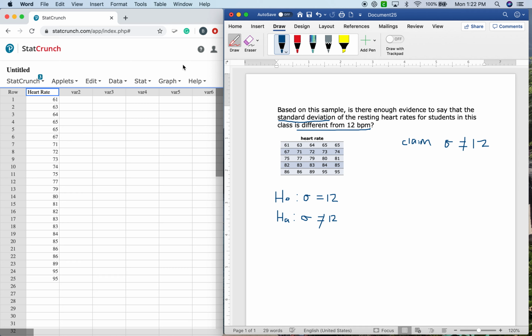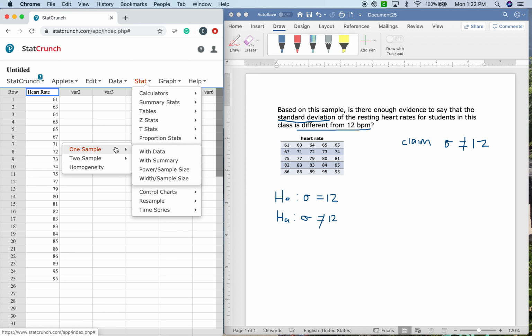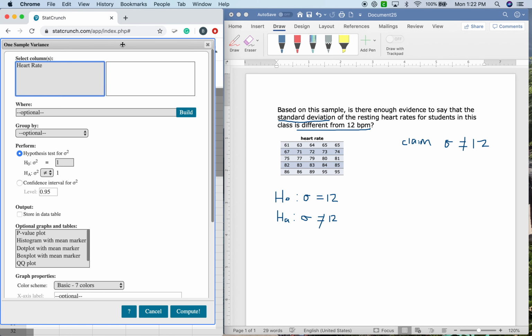So I'm going to go into StatCrunch, and this one we're going to do variance stats. And this one is one sample. In this case we have data. So I just went ahead and typed in all of the heart rates into StatCrunch. So we're going to click on the heart rate column.